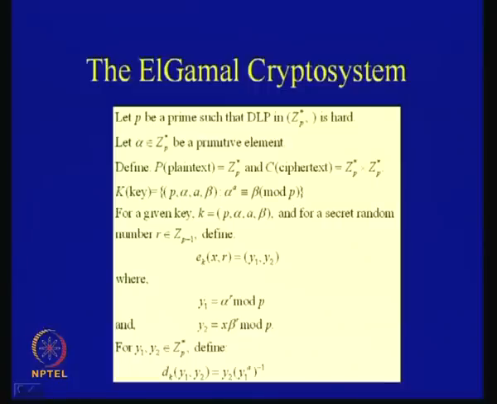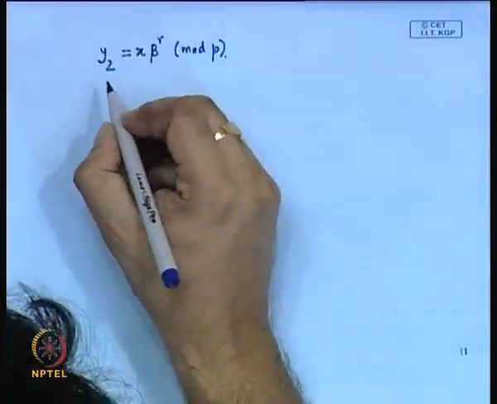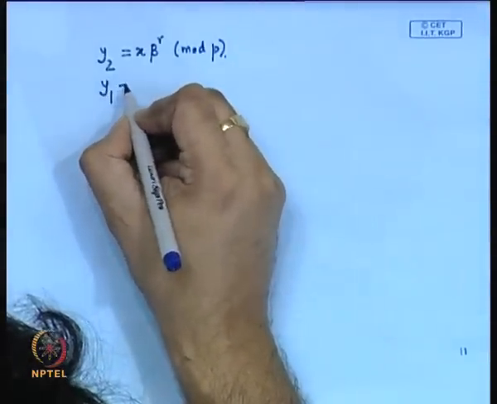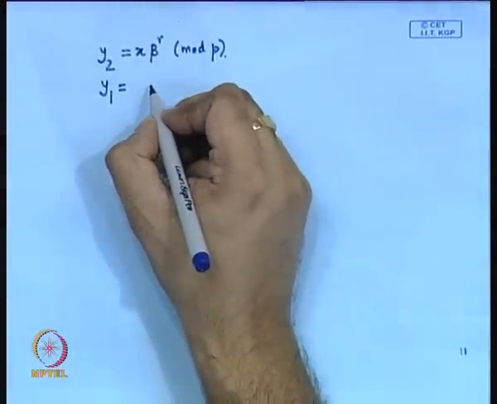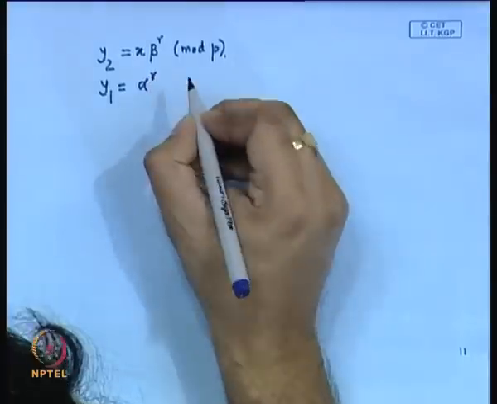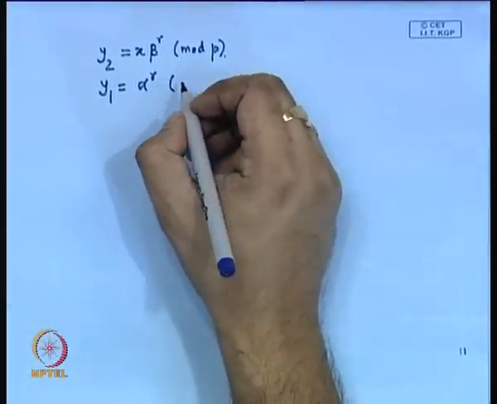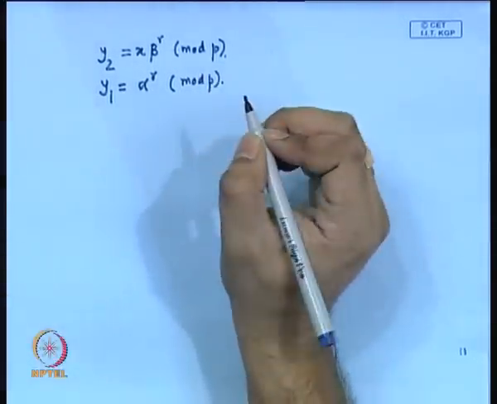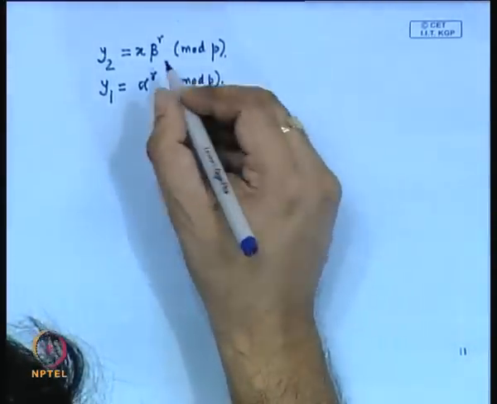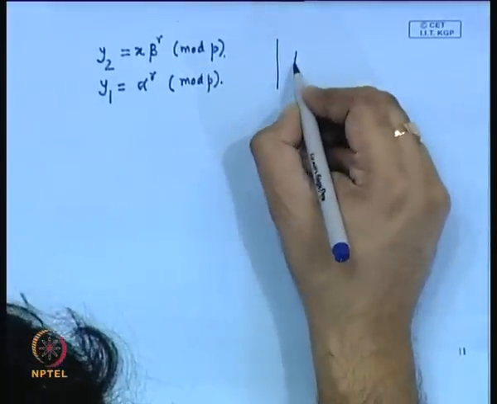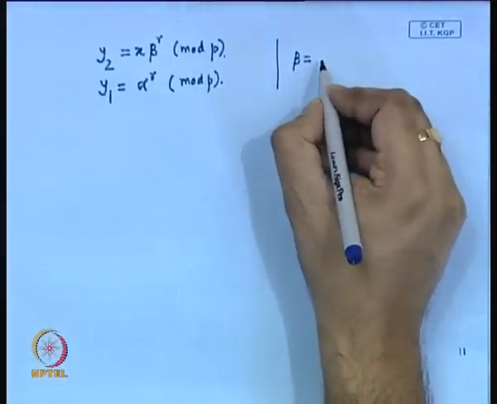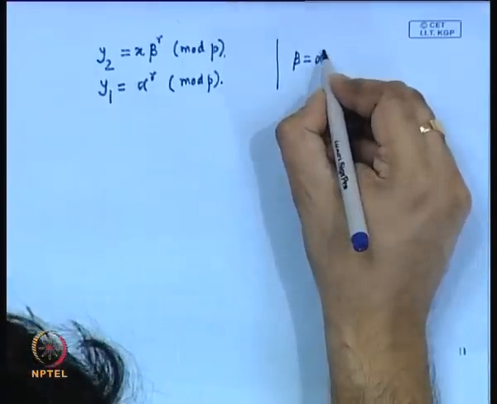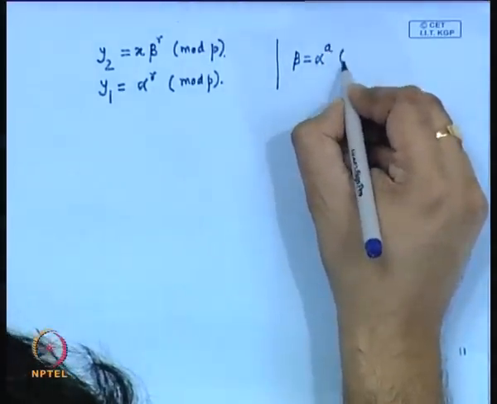Next, you compute y1, which is nothing but alpha raised again to the power of r, and again of course modulo p. Now note that by our previous assumption on the choice of beta and alpha, we know that beta is nothing but alpha to the power of a mod p.